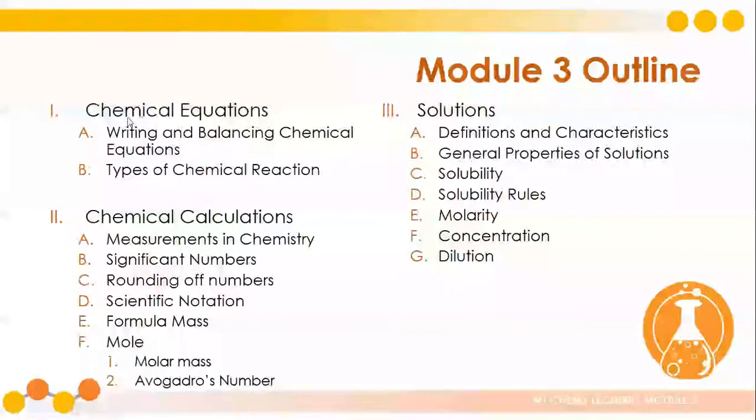So we've already finished discussing chemical equations, writing and balancing chemical equations, and the different types of chemical reaction. Now we'll proceed with the discussion about chemical calculations, which has a lot of subtopics: measurements in chemistry, significant numbers, rounding of numbers, scientific notation, formula mass, and moles, specifically molar mass and Avogadro's number.